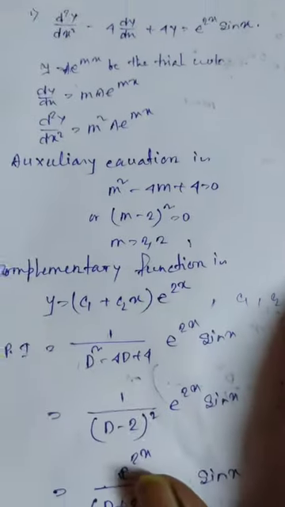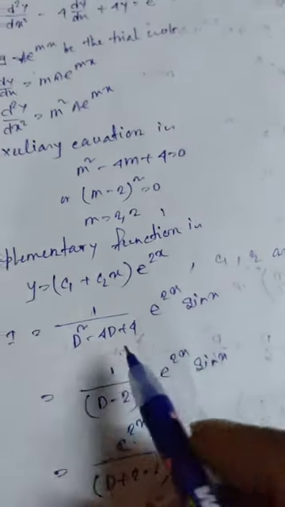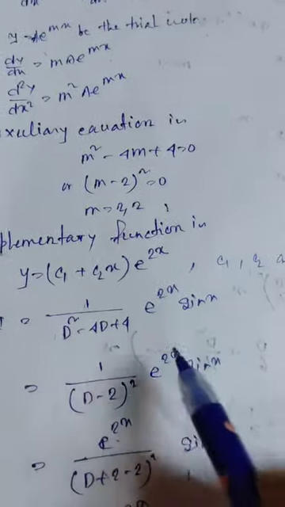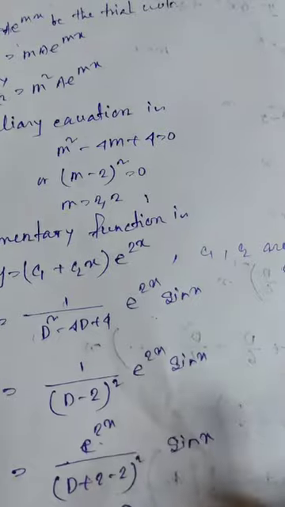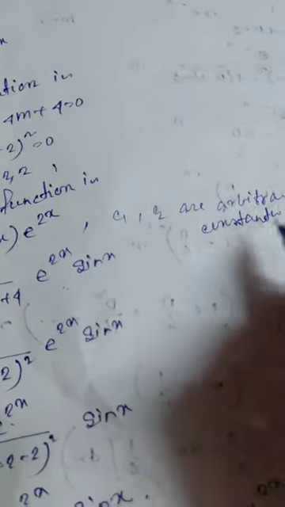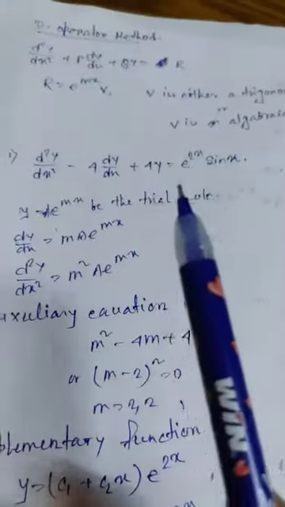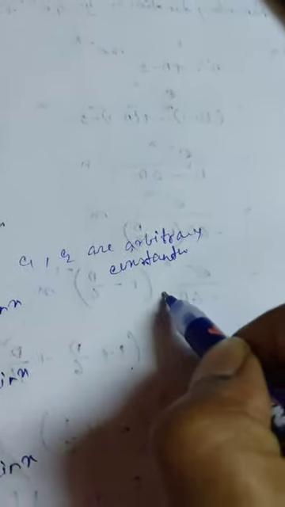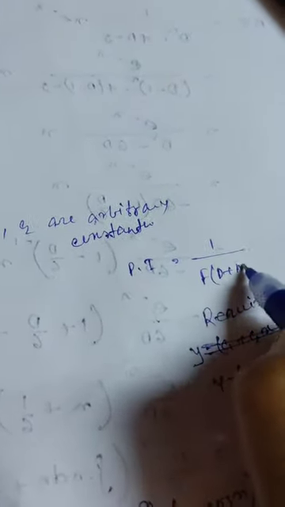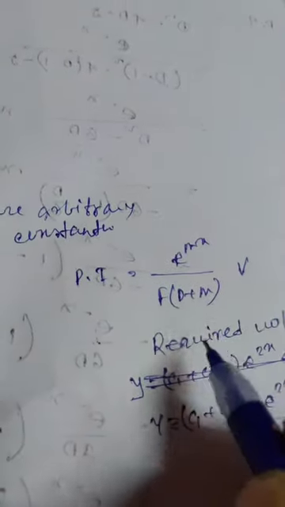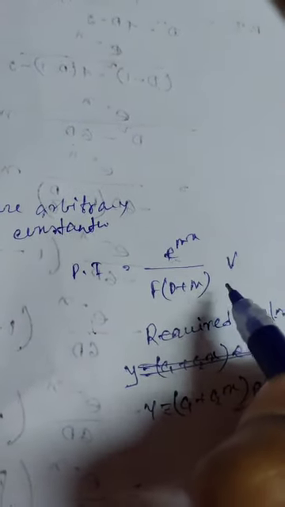Now the question is how can we find the particular integral? Here the particular integral is 1 by (D square minus 4D plus 4) of r, where r is equal to e to the power 2x sin x. So we find the PI when r is equal to e to the power mx into v. Then we find the particular integral like this: e to the power mx divided by f of (D plus m) into v.